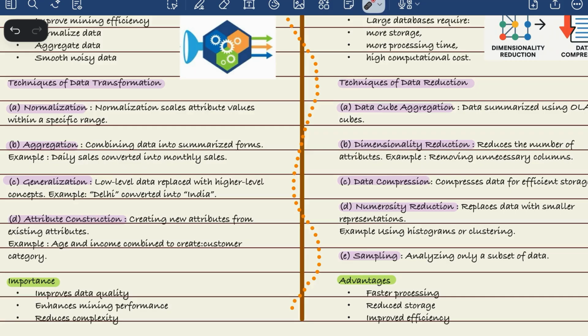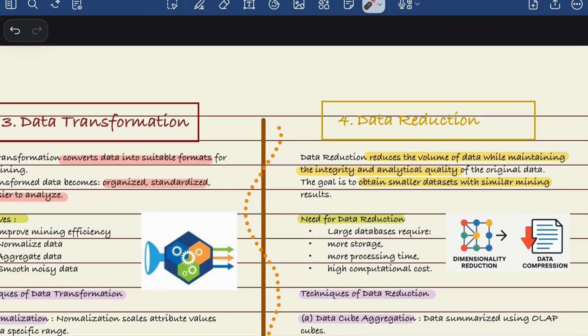All right, then we have attribute construction. This means creating a brand new data column by combining existing ones. For example, you are combining the user's age and income to create a unique metric called customer spender category. All right, so you are combining the age and income to see what age people are spending how much or earning how much, right? So this is how we are able to construct an attribute according to the needs of our algorithms or the requirements of our business, right? Next is data reduction.